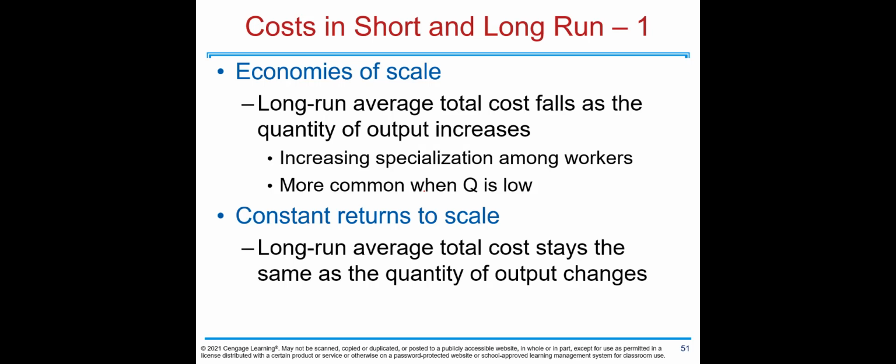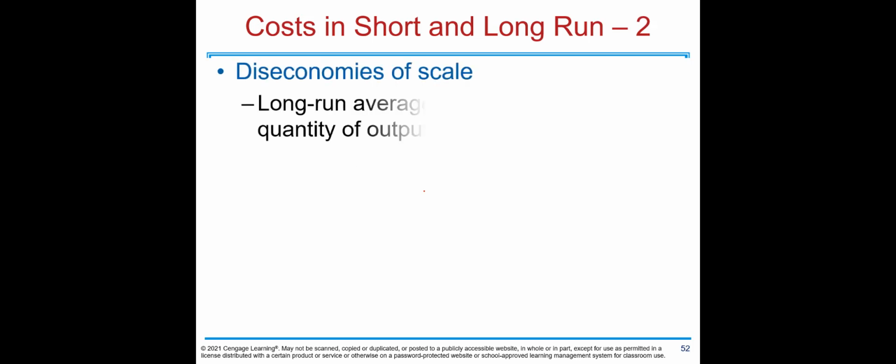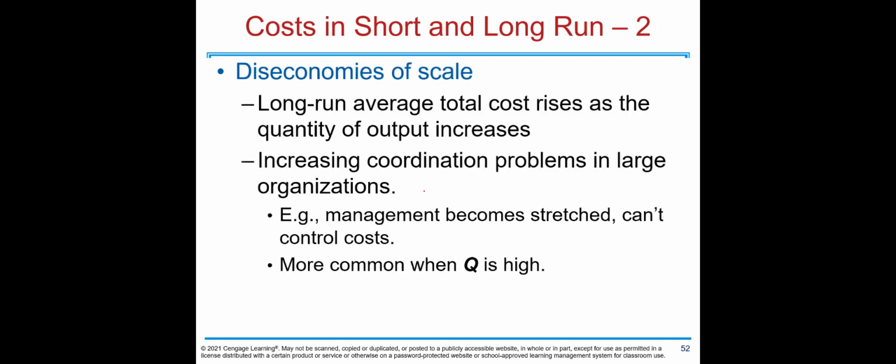So why do we see economies of scale? Because in the long run, there is increasing specialization among workers, more common when quantity is low. In constant returns to scale, long run average total cost stays the same as the quantity of output changes. And finally, we have diseconomies of scale. Long run average total cost rises as the quantity of output increases. Why do we have this problem? Because there are increasing coordination problems in large organizations. Management becomes stretched and can't control costs, and that's common when quantity is high.